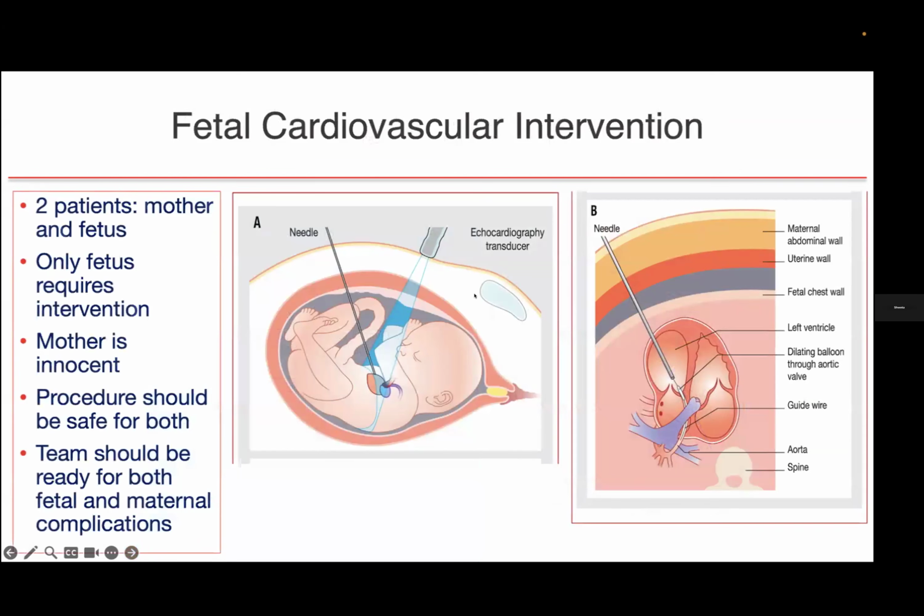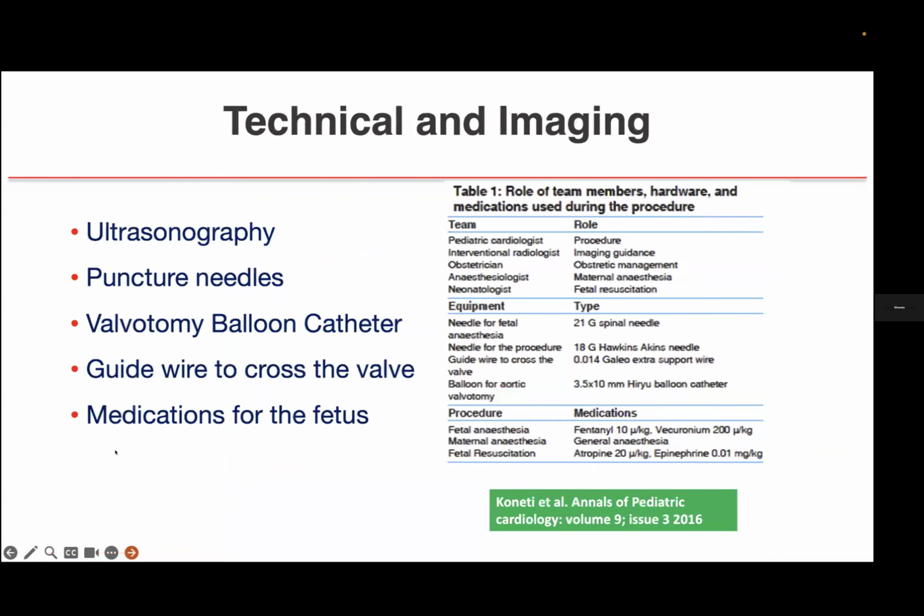So before assessing the case, we should remember that there are two patients, and we are going to give the fetal therapy, but the mother is innocent. So the procedure should be very safe to both the candidates, and all the safety measures should be taken before going ahead with the procedure. So these are the technical and imaging things that we need to keep ready. We need to have the team of various caregivers. But the entire procedure is done under all aseptic precautions, probably in the OR, under ultrasonography.